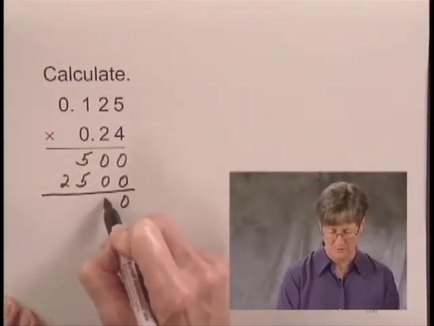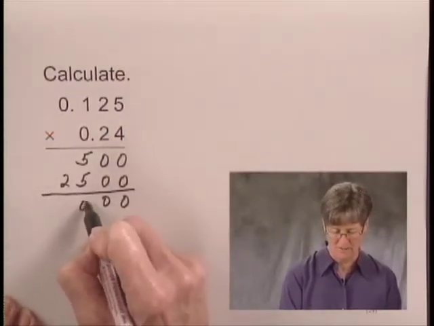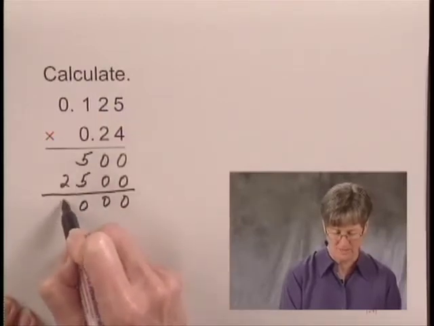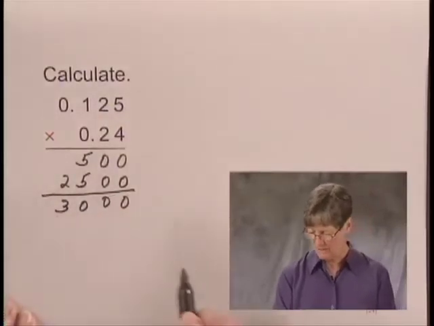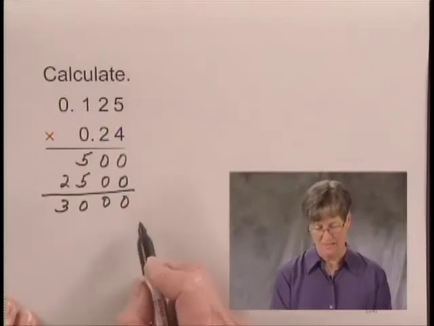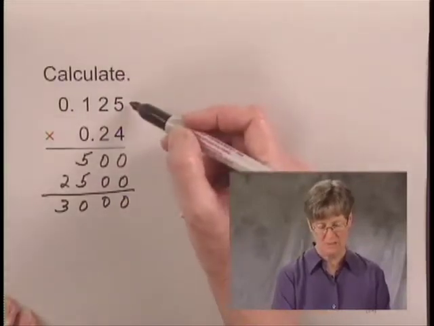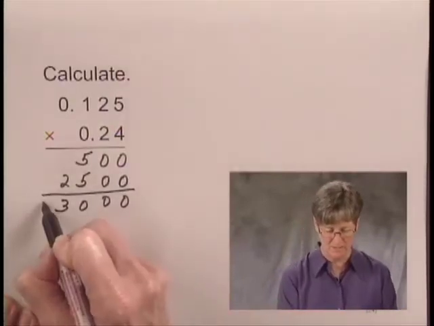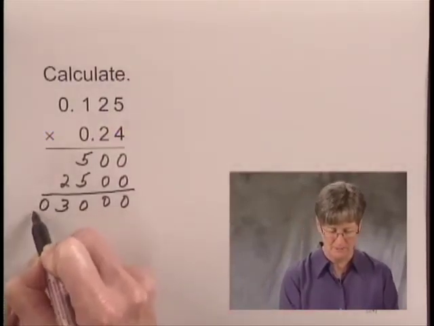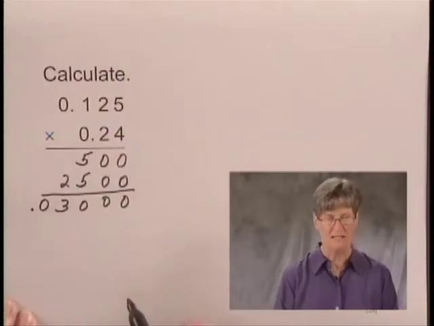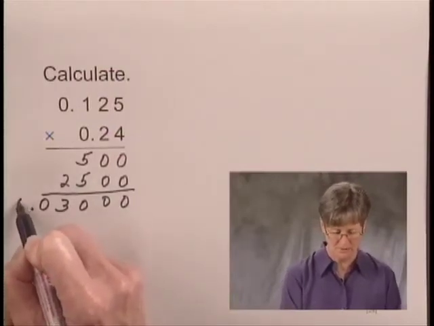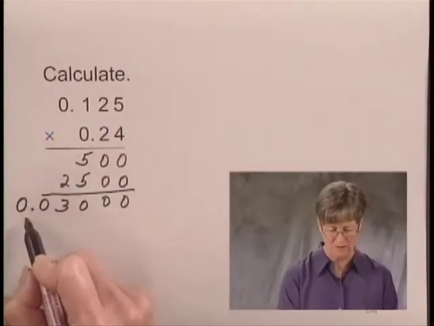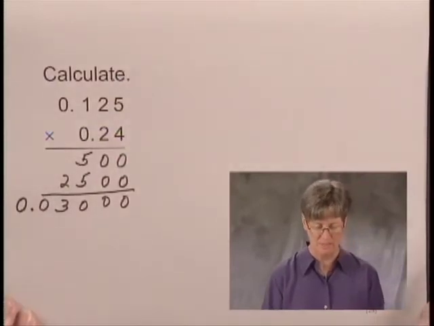We have 0, 0. 5 plus 5 is 10. Carry the 1, is 3. And we know that we need 5 decimal places in the answer because 3 decimal places plus 2 decimal places is 5 decimal places. So I'm going to have to write a 0 in front of the 3, and then place the decimal point. And I'm also going to write a 0 in front of the decimal point.